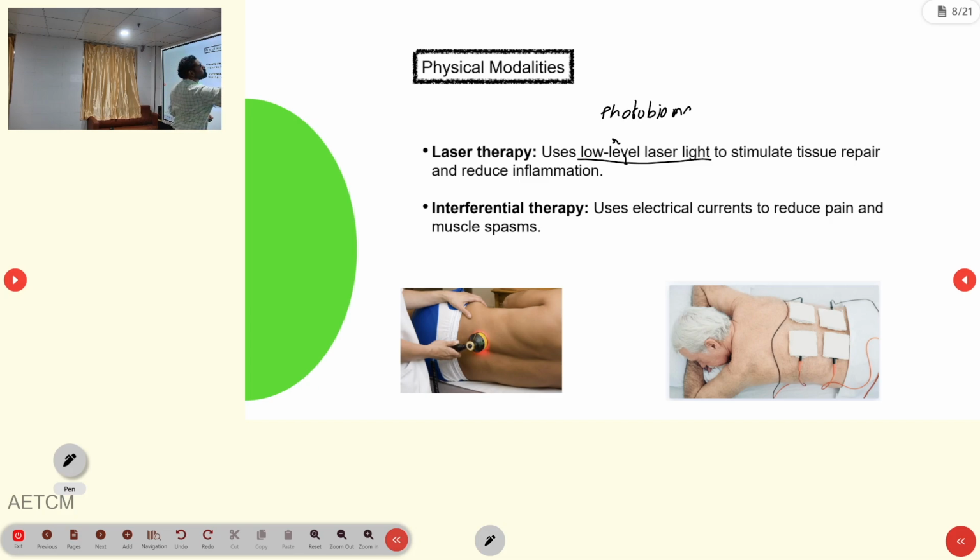Photobiomodulation. And it is hypothesized that laser light will stimulate the mitochondria and will bring in biochemical reactions that result in tissue repair. But the evidence is relatively poor at this point of time. Now we have interferential therapy, where we use electrical currents to reduce pain as well as muscle spasm. The advantage is that like ultrasound, this helps in heating the deeper tissues.